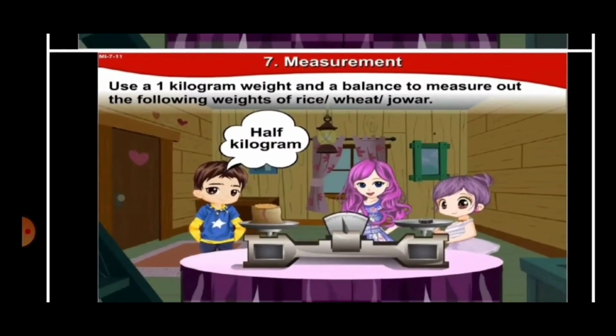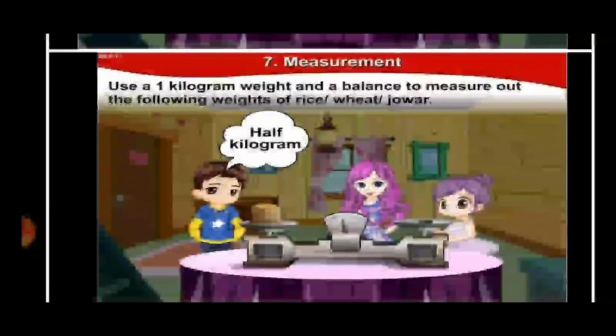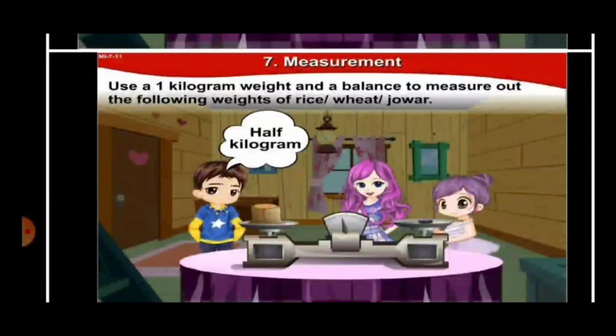Now if you want to buy something less than 1 kilogram, like half kg, that is 500 grams, or quarter kg, that is 250 grams, we can even use smaller weights like 200 grams, 100 grams, 50 grams. We can use these units to measure them.